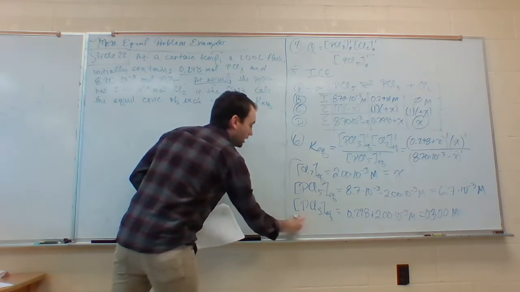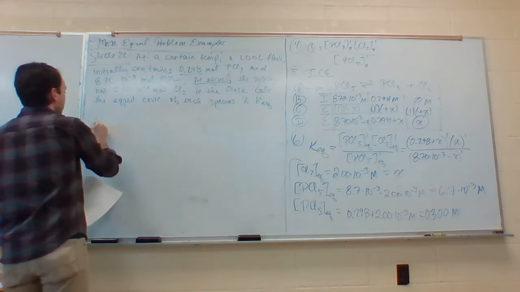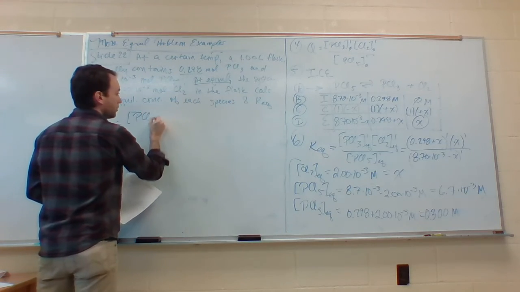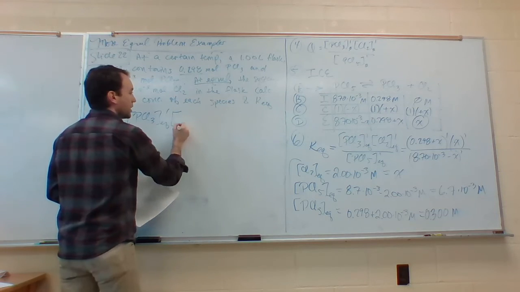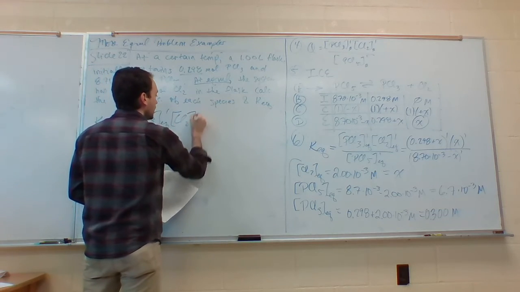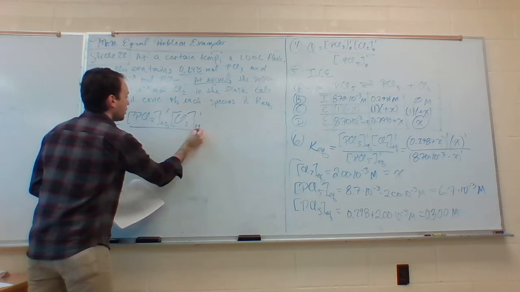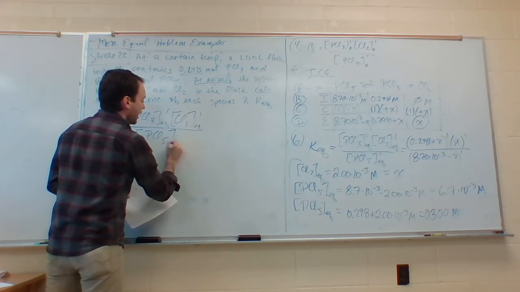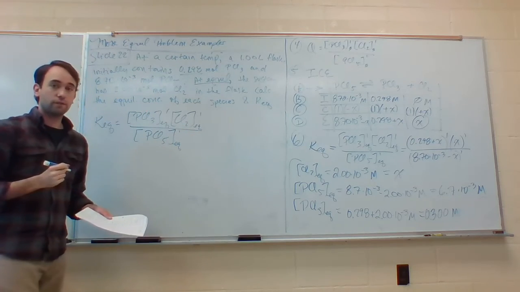Well, I have all of these, right? So I can get my KEQ is equal to my concentration of PCl3 at equilibrium to the first, my concentration of Cl2 at equilibrium to the first, all over my concentration of PCl5 at equilibrium to the first.